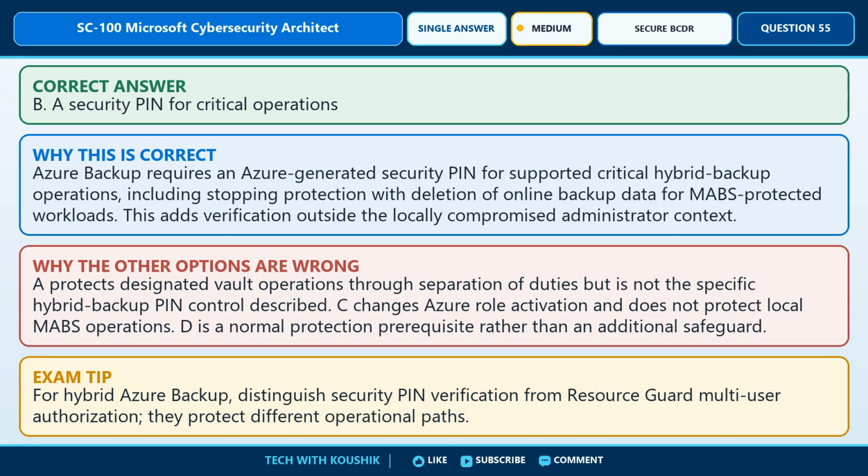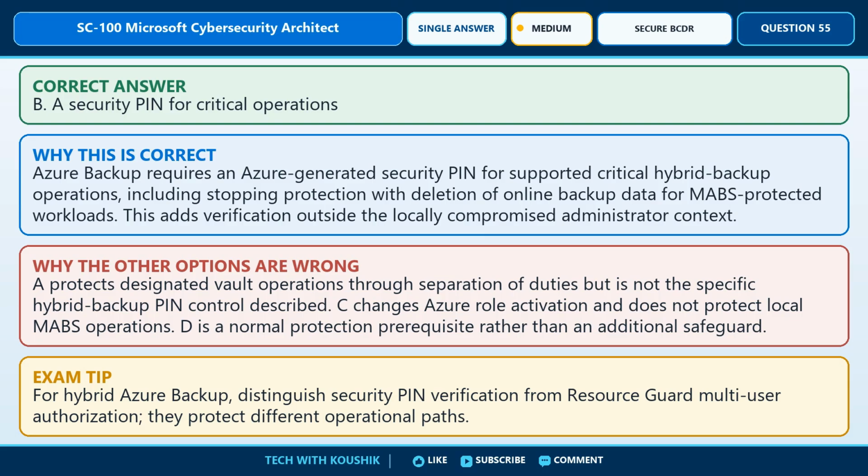The correct answer is option B, a security pin for critical operations. Here's why. Azure Backup requires an Azure-generated security pin for supported critical hybrid backup operations, including stopping protection with deletion of online backup data from MABS-protected workloads. This adds verification outside the locally compromised administrator context.